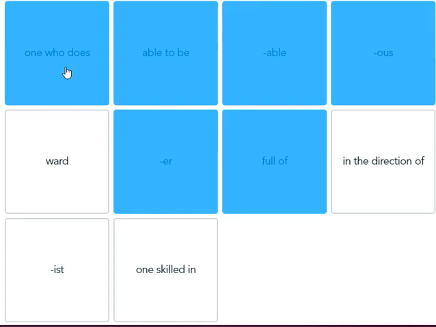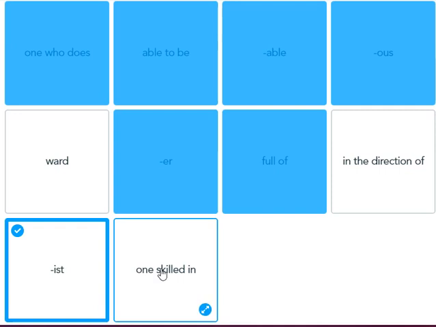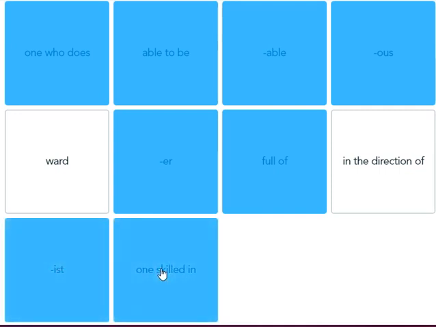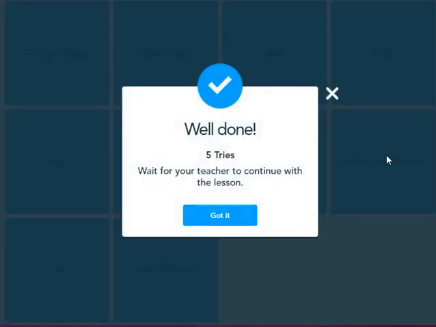Then let's check on the suffix ist. Now, ist would be one who is skilled in, like a dentist, therapist. So then it leaves us with one more, the suffix ward, in direction of, windward, eastward, direction.